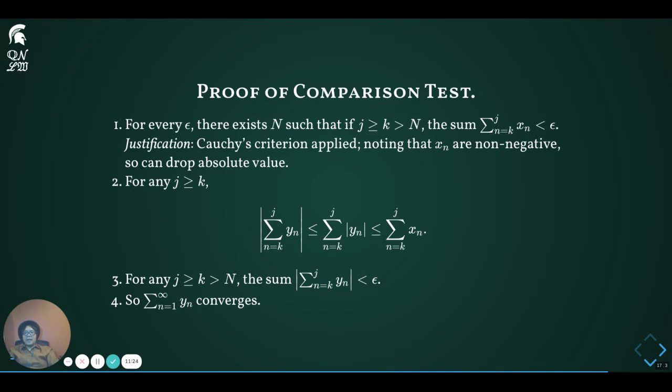Next, we compute the analogous term for y. If I take the absolute value of the sum of the terms of y between k and j, using the lemma from the previous slide, I can say that this is no more than the sum of the corresponding absolute values. Every single one of the terms being smaller than x means that the total sum is less than the corresponding sum of x. And so, because the sum of x is less than epsilon, so is the sum of y.